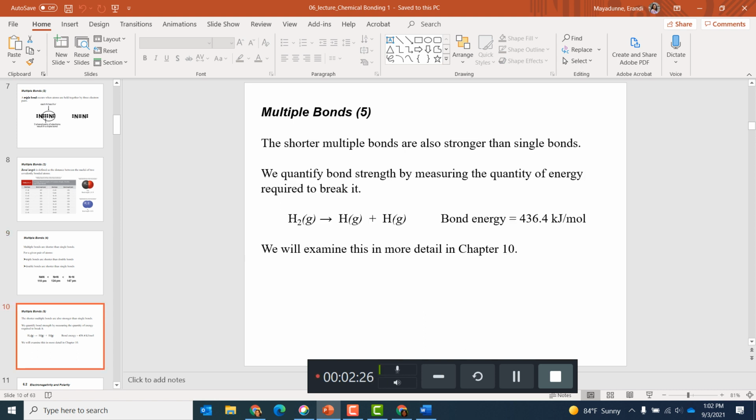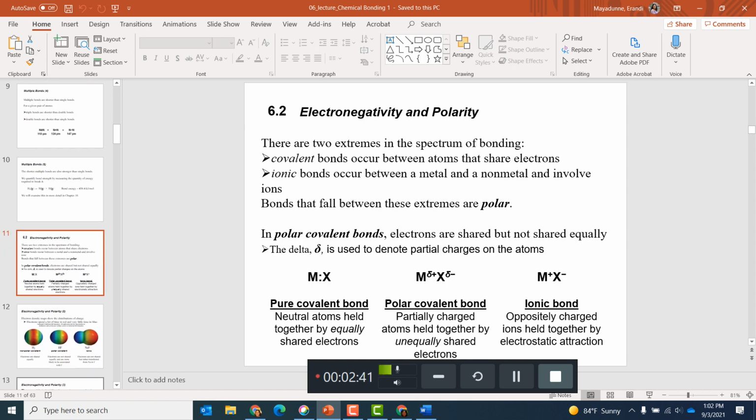The multiple bonds are shorter, and they are also stronger than the single bond. So always, the smaller the bond length, the bigger the bond strength as well. I am moving to the next topic.